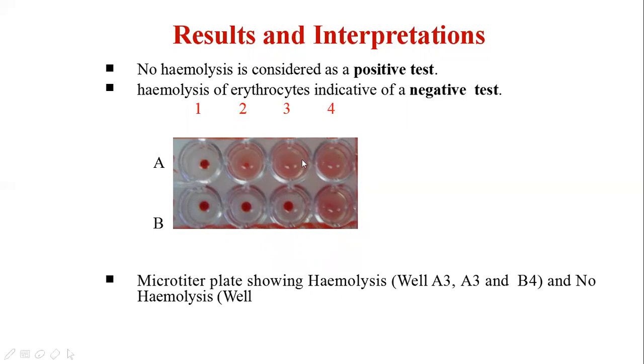This microtiter plate shows where hemolysis occurs. In well A1 there is no hemolysis, in A2 there is slight hemolysis, but it is prominent in A3, A4, and B4. In these four wells, no hemolysis is there. So as there is no hemolysis, we can say that these are positive and the others are negative. That's all.